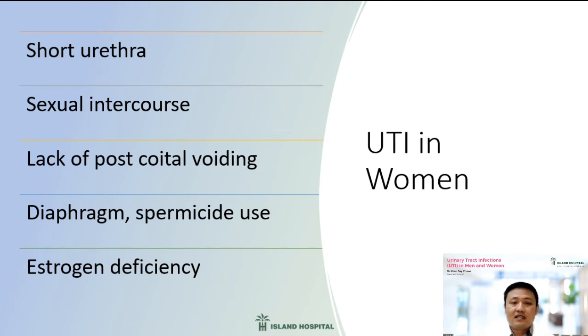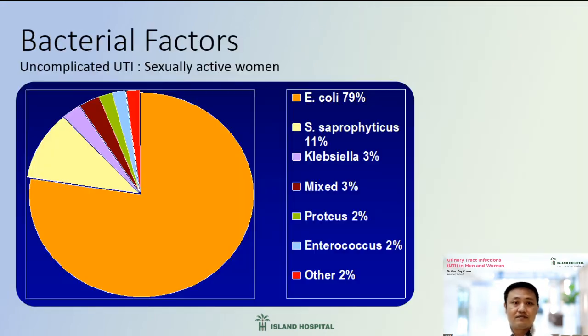And second, sexual intercourse and sexual activities, and then lack of postcoital voiding. These are the things that affect the chances of getting recurrence in urinary tract infections. And spermicide use is one of the reasons as well. But most of the time, women don't know whether they are using spermicides or not, because most of the time the male partner buys the condoms. Now, for postmenopausal women, estrogen deficiency is definitely one of the risk factors.